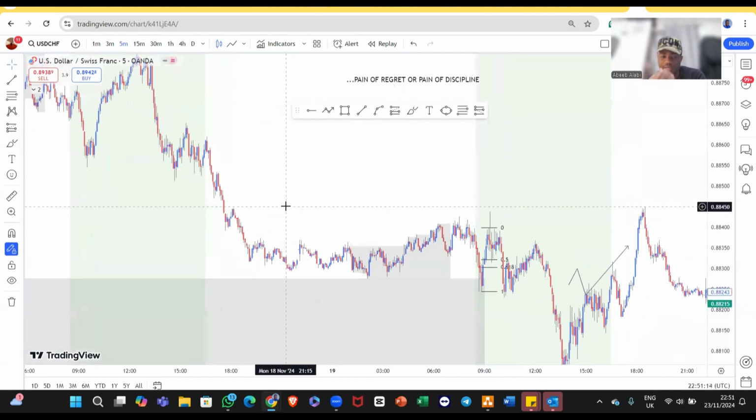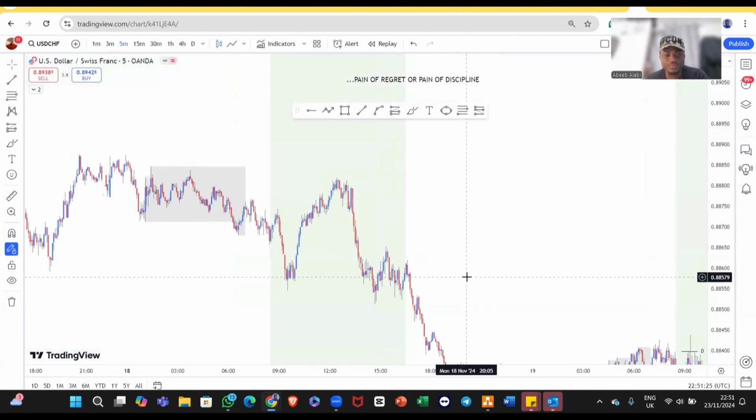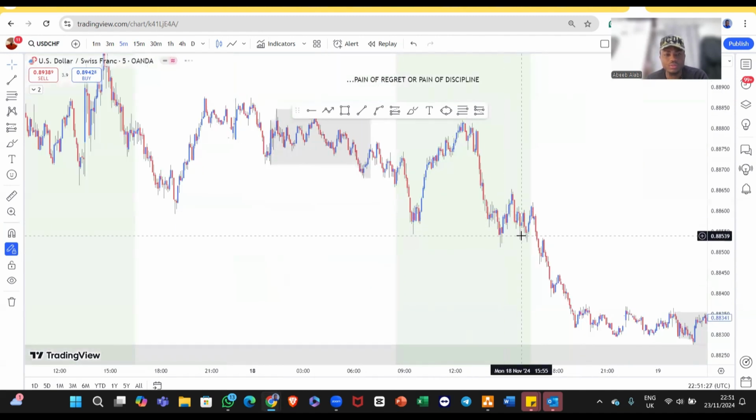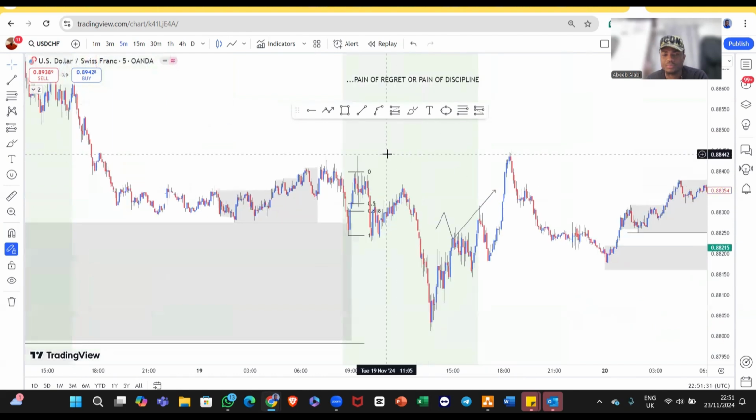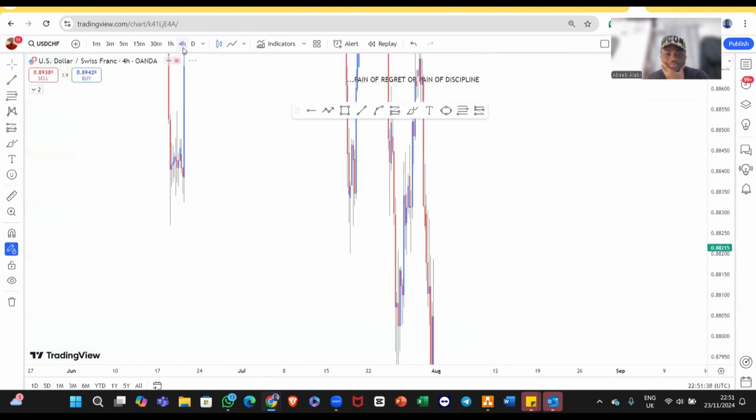I was actually right about my bias, my directional bias was right, but my entry was poor. It was on Tuesday. Yeah, it was on Tuesday. So I anticipated, let's go to the higher time frame.